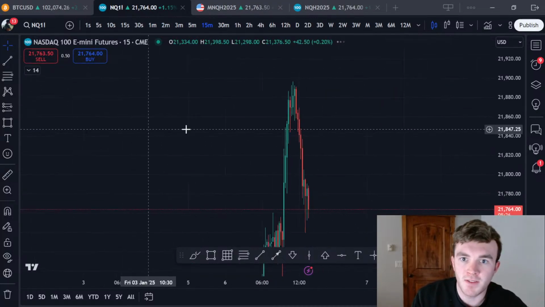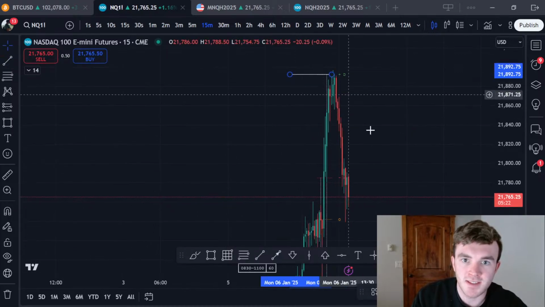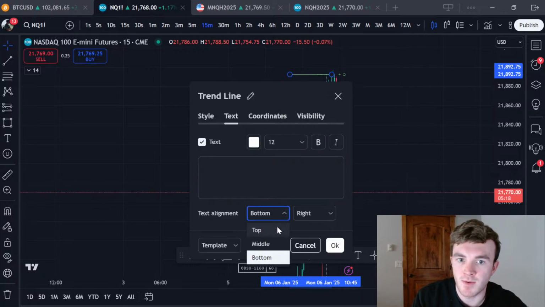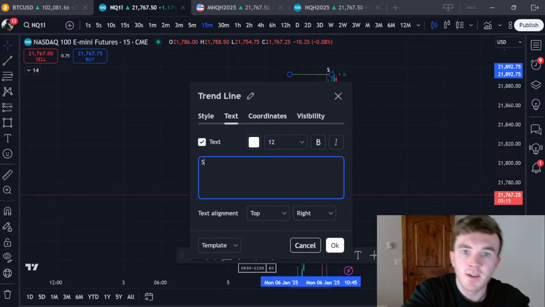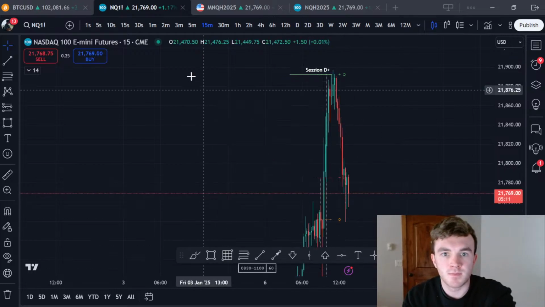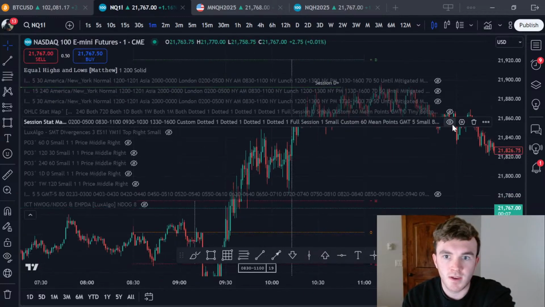Now, if you mark it out in the 15-minute, you can see that we actually did go run up and hit it. And that's something that threw off my TP actually a bit, which was kind of annoying. And I'm going to be more careful how I mark it next time. Session D+. But we went up, hit that session distribution level.